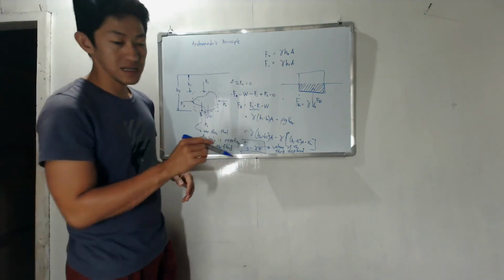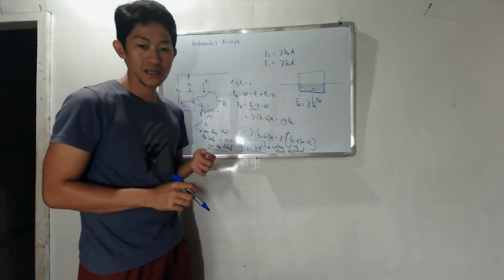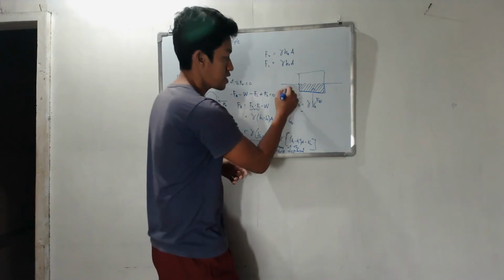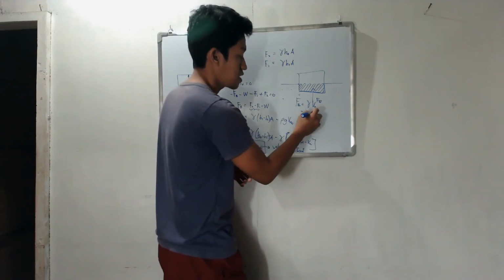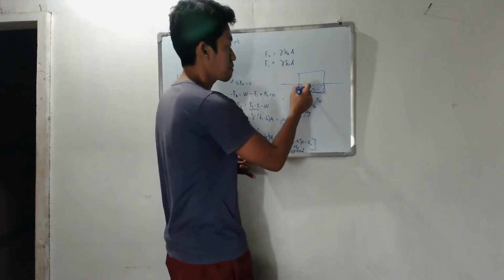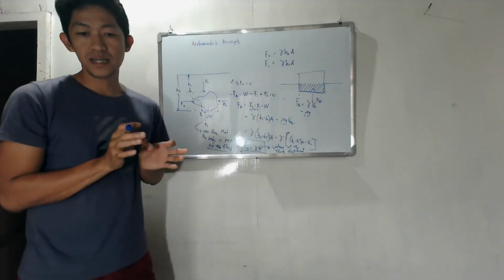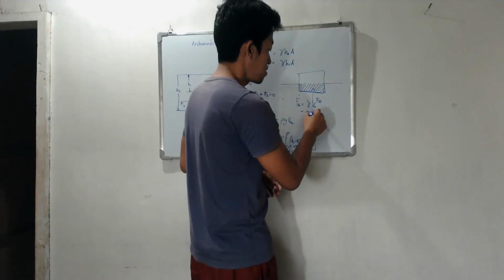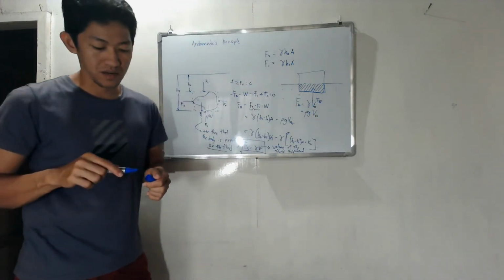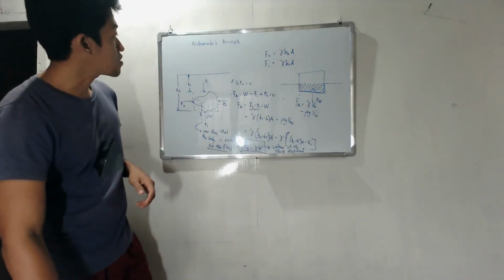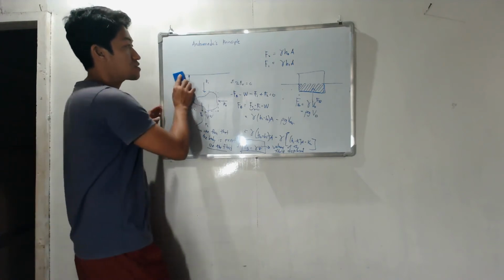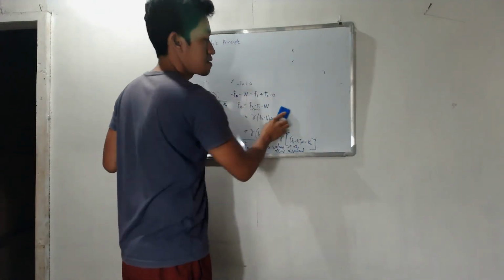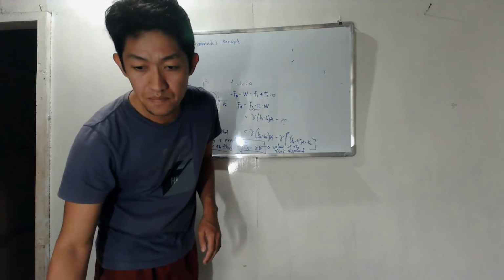So dali naman kaya na siya, imorang kwaon ng gamma sa fluid, so gamma is rho g, multiply by the volume nga na displace, displaced volume. That's it, makuha na mo ang buoyant force. Okay, so ato nang illustrate using example.